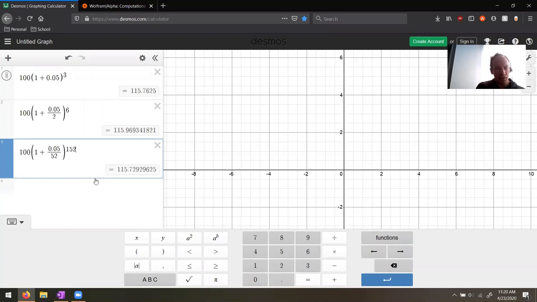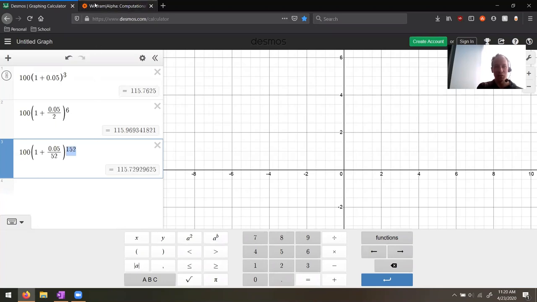Oh boy, Desmos. One thing about Desmos that you actually have to realize, and I was finding this out, is that Desmos doesn't deal with large numbers very well. It's telling me I get $115.73. How does that make sense? I should be getting more money this way. So Desmos sometimes isn't the best, and it's this guy to the power of 152.